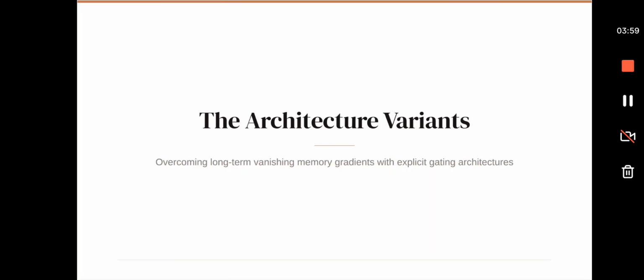Vanilla RNNs are elegant, but they face massive engineering problems when sequences get too long. In the next sessions, we will discuss the advanced variant designs that overcome these memory limitations.